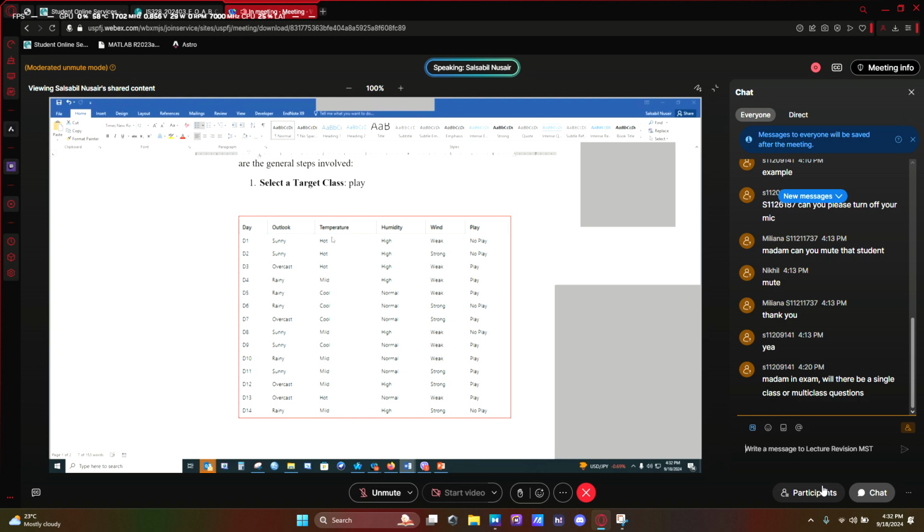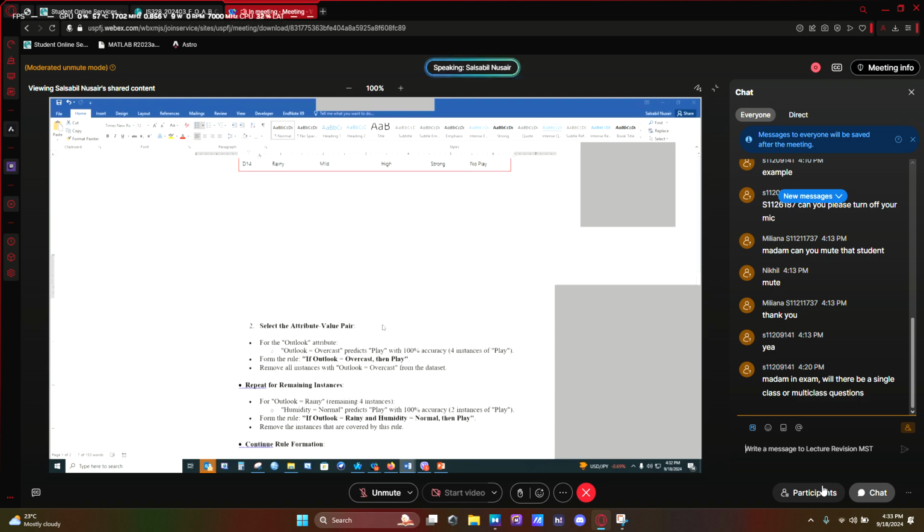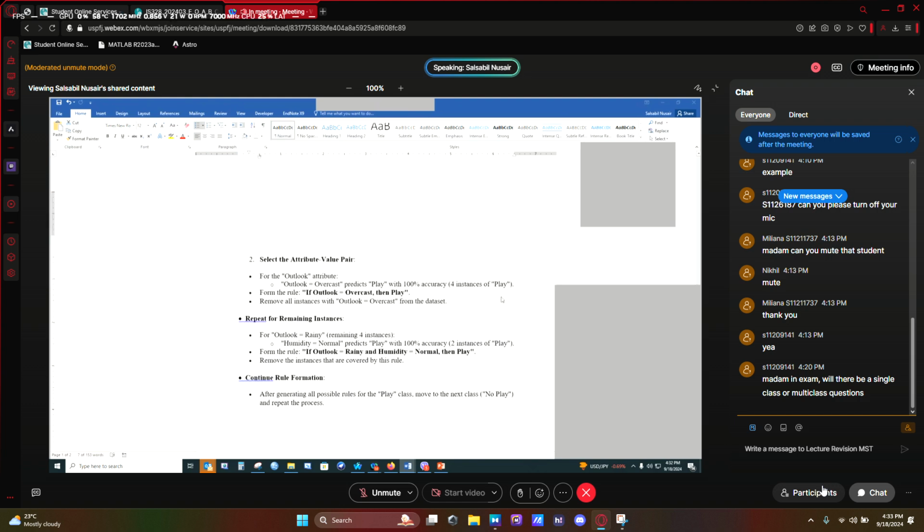Same with temperature: hot, mild, cool, calculate the probability. Which one is the highest? So assuming that maybe mild is the highest. I'm not calculating anything, but you need to calculate it. Same with humidity. Same with wind, okay? Then we will find out which one of those has the highest probability. Now, this is how you establish your rules. So highest probability becomes a rule. Highest probability becomes a rule.